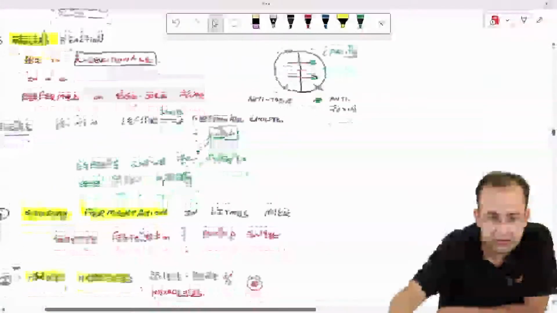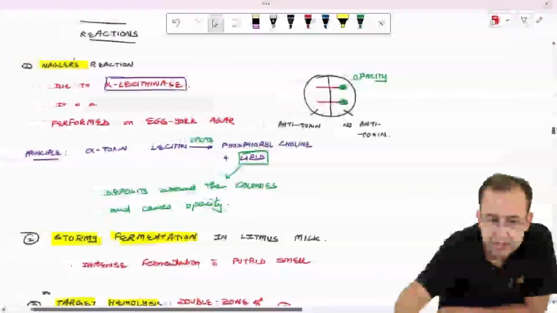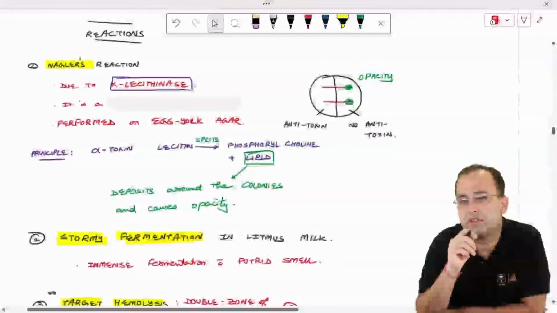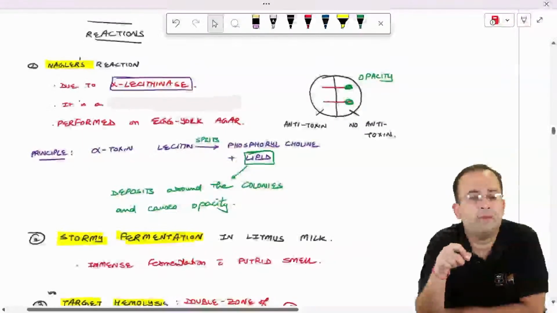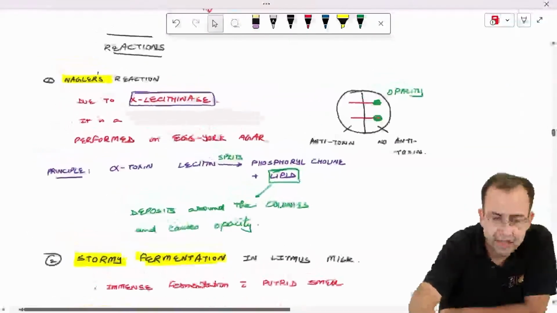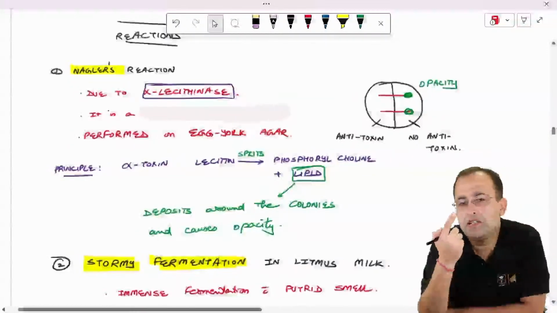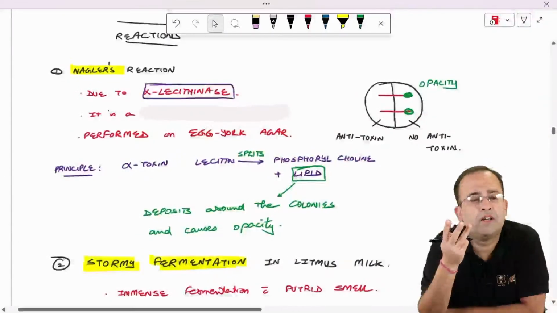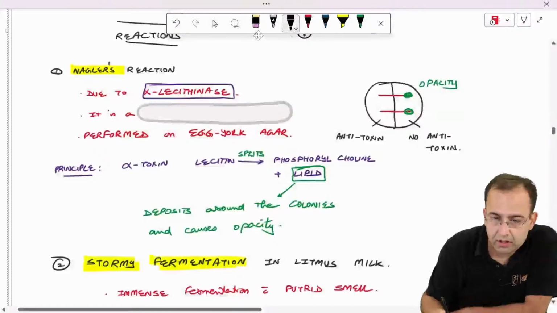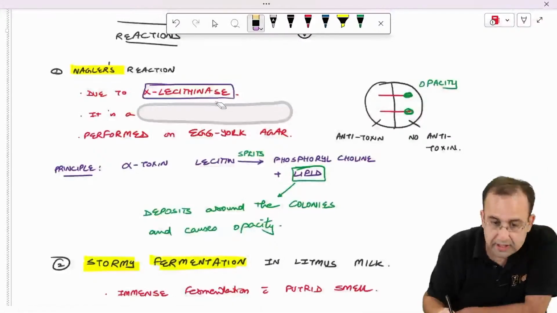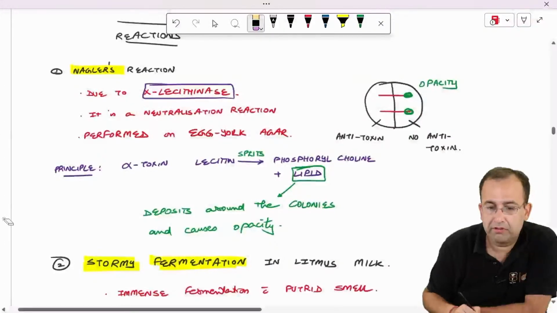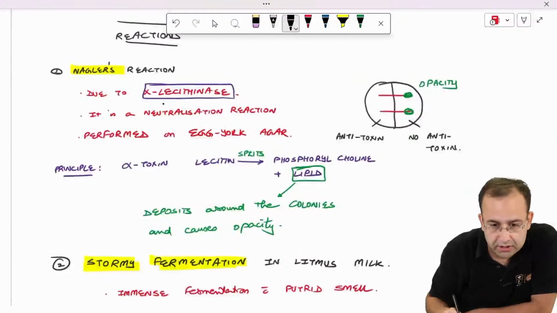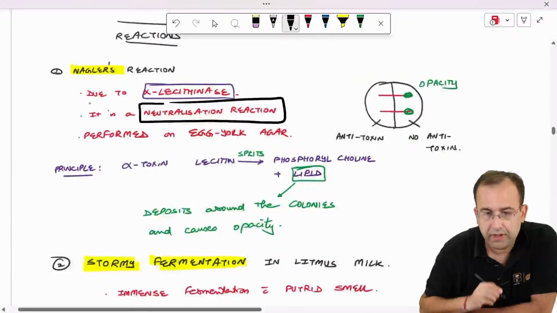Next, perfringens is associated with Nagler's reaction. Recent NEET MDS PYQ: Nagler's reaction is a neutralization reaction, precipitation reaction, or aggregation reaction? What type of reaction is it? It is a neutralization reaction. Perfect. This was the point that was asked.